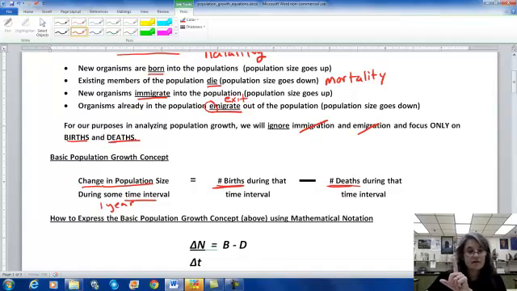die during that interval. So the change in population, so if we went from 100 to 200 over a year's time, then that extra 100, the change in population size here, would be we increased by 100. That would be determined by calculating how many had been born and how many had died over the course of the year. Okay? So there is a basic way to express that mathematically.